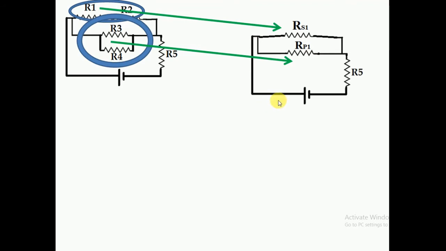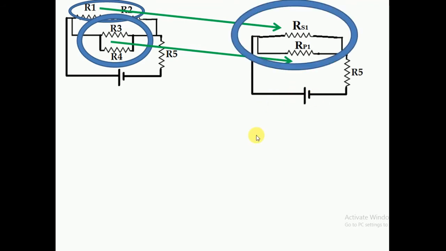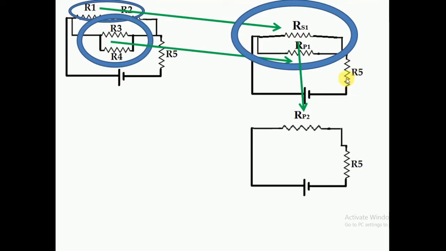R5 and the cell I'm not touching. Now Rs1 and Rp1 in this circuit are in parallel, connected across the same two points. So instead of Rs1 and Rp1 I can write R parallel, but I'll give the name R parallel 2 because parallel 1 I've already written. This is the second parallel combination in the circuit. Other things I'm leaving as they are, so R5 and the cell will come as they are.